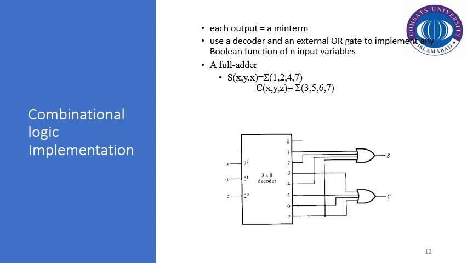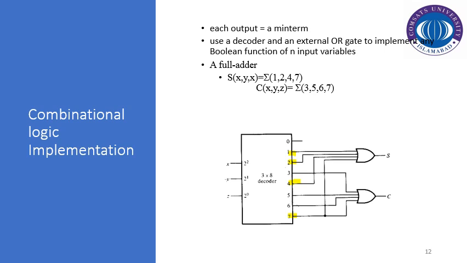So for the sum output, it is the OR operation between 1, 2, 4, and 7. Similarly for the carry output as well. So we can implement the Boolean functions very easily by using the decoders and OR gates only. That is also one option to implement any sort of Boolean function.